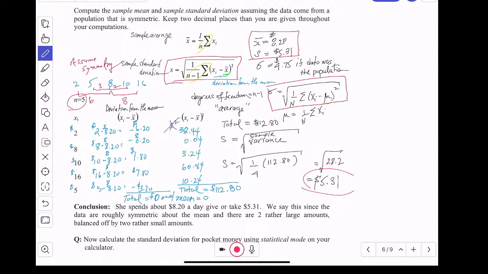What does 5.31 mean? Well, what we do is we say that she spends $8.20 a day on average, give or take $5.31. So most of the time, she can spend in that one standard deviation range. Okay, so this is pocket money. This is her potential spending. So it's $8.20 plus or minus $5.31.